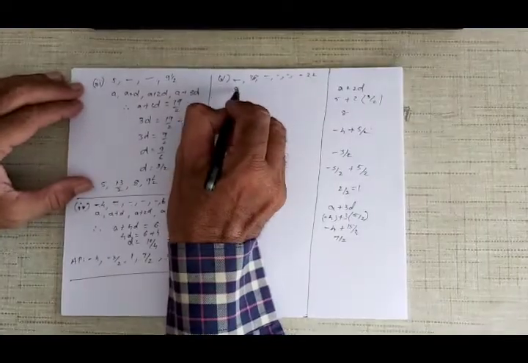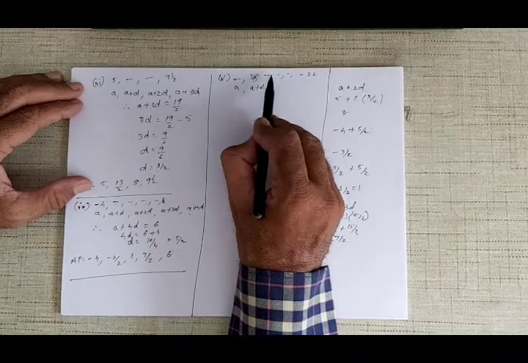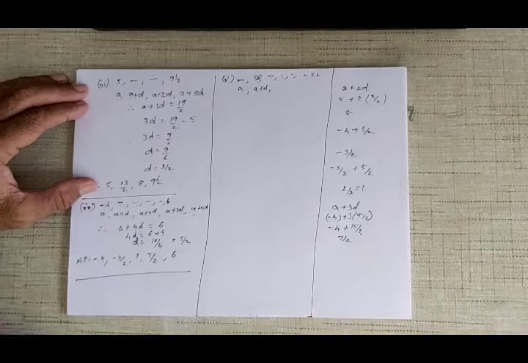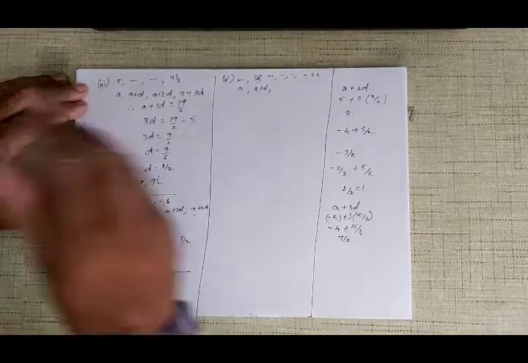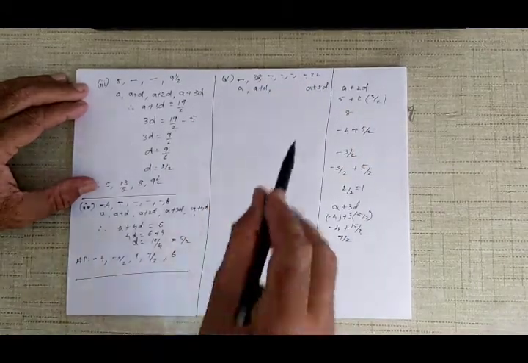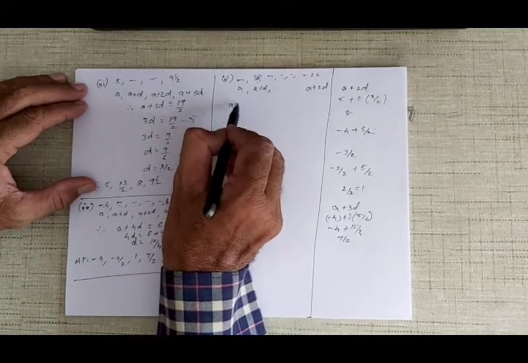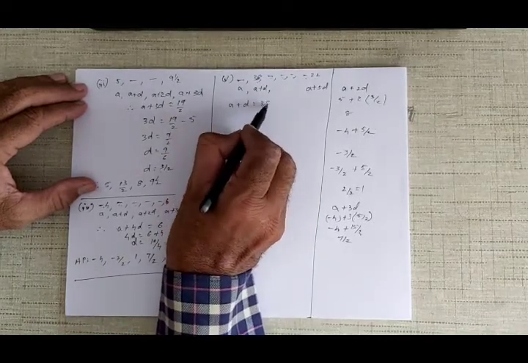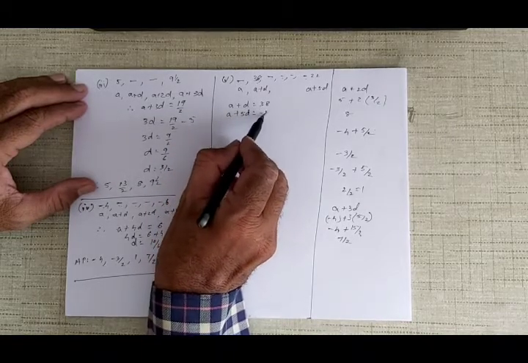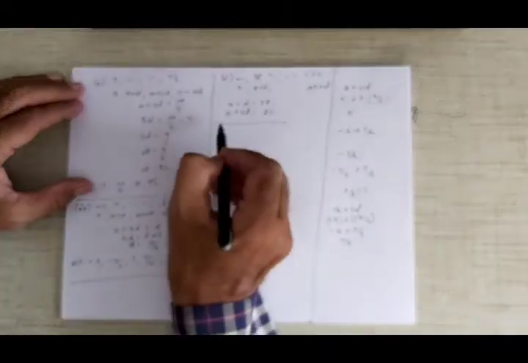So therefore this is your a plus d, then a plus 2d, a plus 3d, a plus 4d, a plus 5d. The sixth term will be a plus 5d. We don't know a. So here a plus d is equal to 38 and a plus 5d is equal to minus 22, this is given to us. Now from this we have to just subtract.